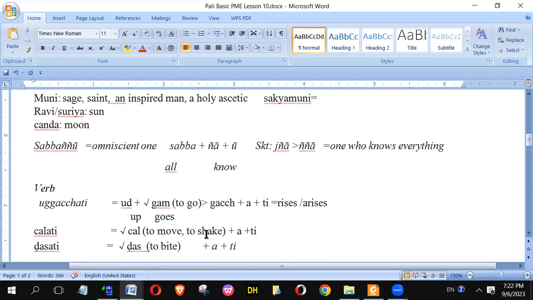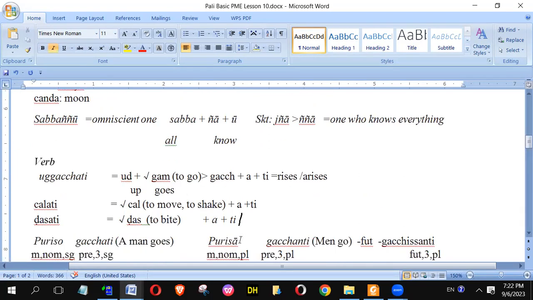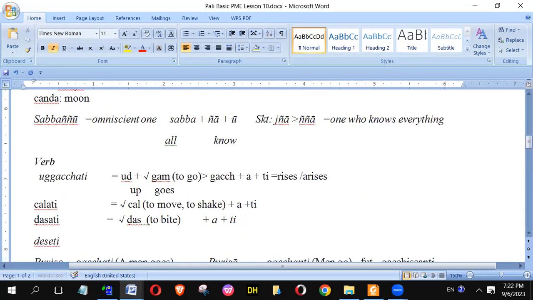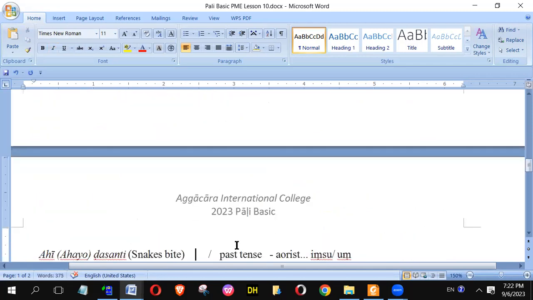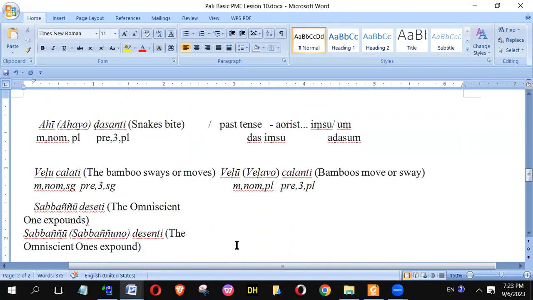So here the word is deseti. So sabenyo deseti. All right. What is the root? This plus dese, all right, and then plus the t. I think it is the seventh conjugation sign.